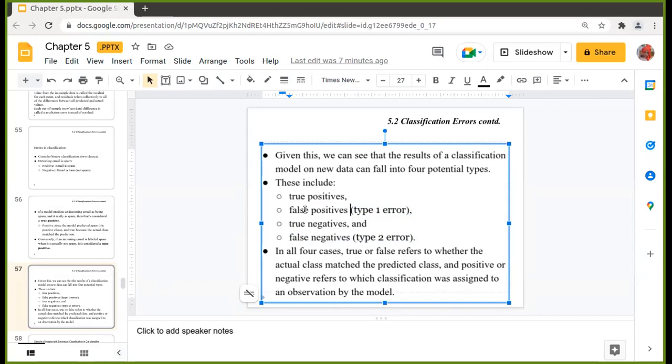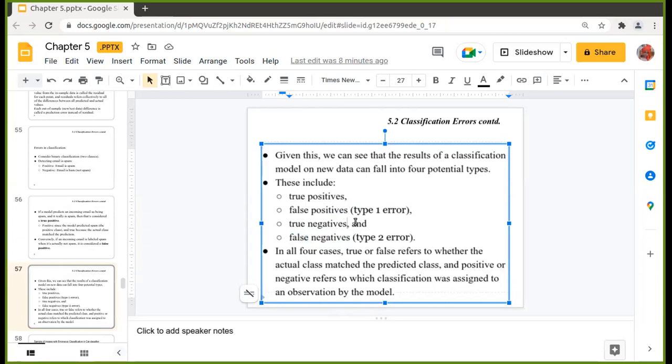False positive means that my model labeled this as spam, but it's not. In this case, my model labeled this as negative, that is, not spam. As per the model this is not a spam, but this is actually a spam. That is a false negative, where the actual type is not matching.